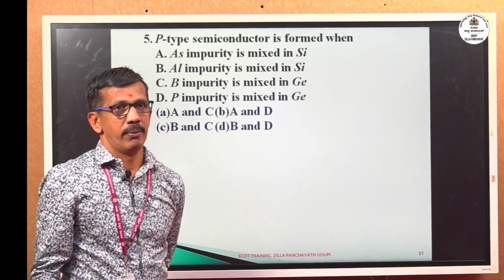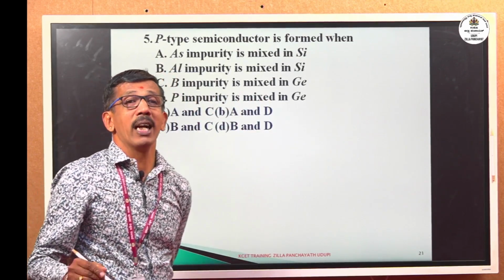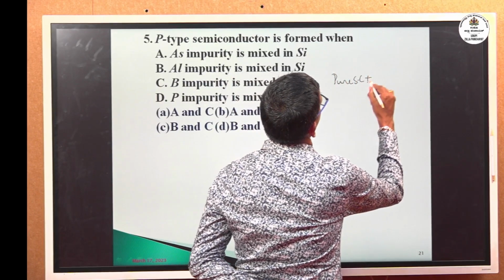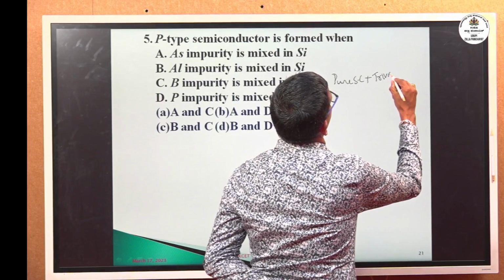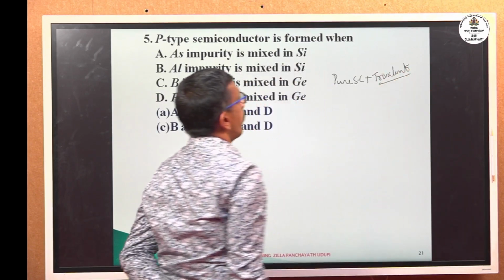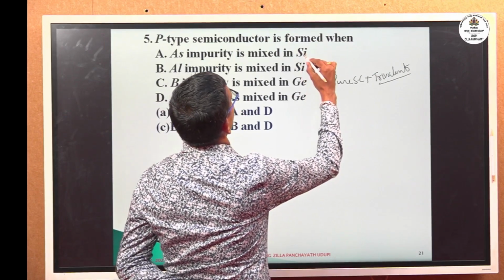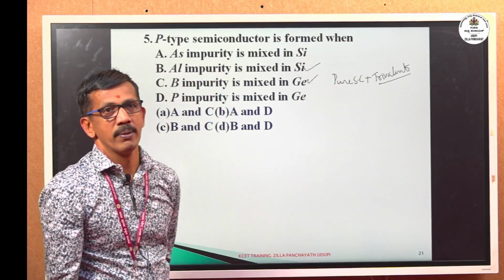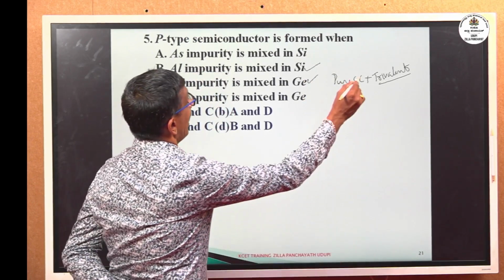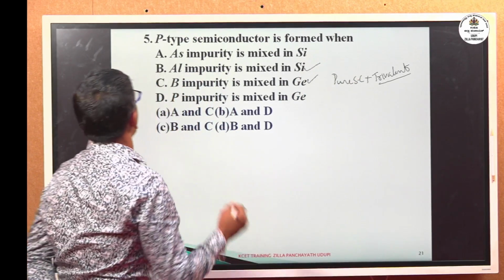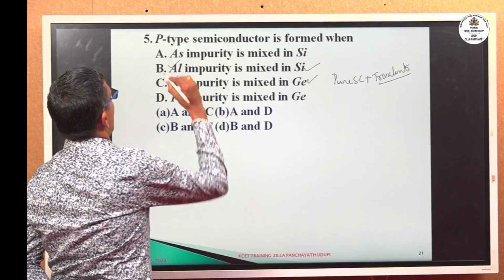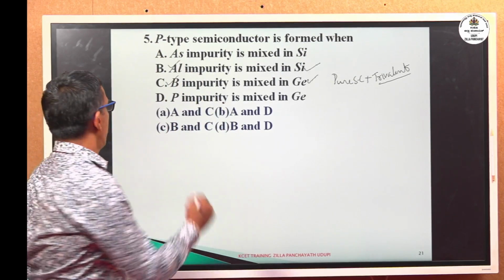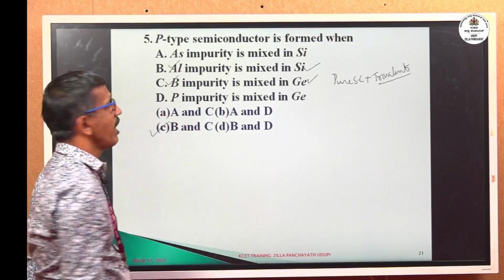We want P-type semiconductor. P-type semiconductor is formed only when pure semiconductor plus trivalent impurity atom. Here, silicon is a pure semiconductor, germanium is also a pure semiconductor. But trivalent impurity atoms, examples are aluminium is trivalent, boron is also trivalent, resulting in p-type semiconductor. So option B and C both are right. So option C is the right answer.